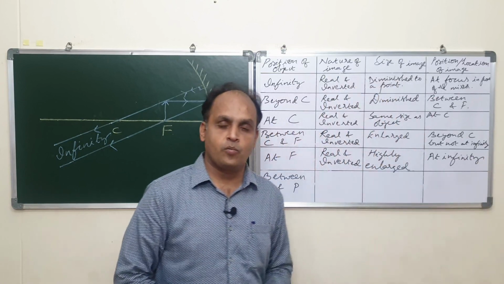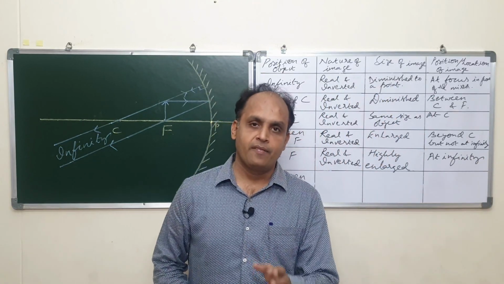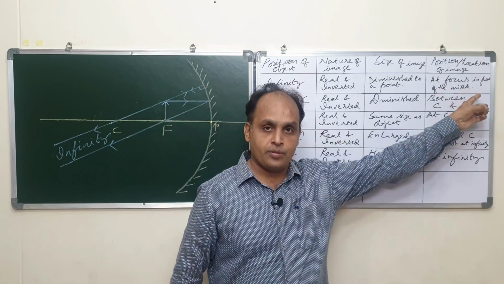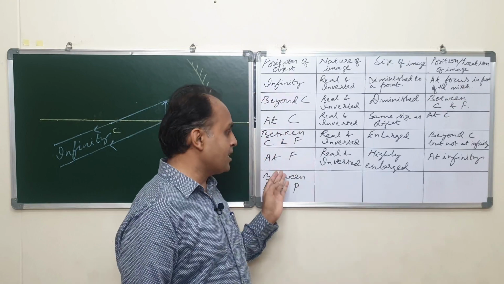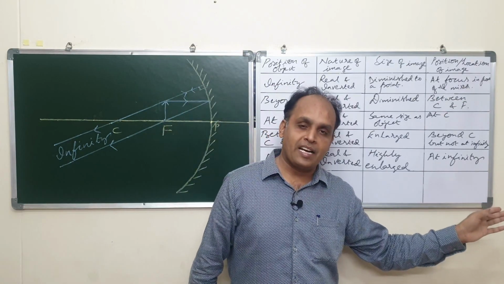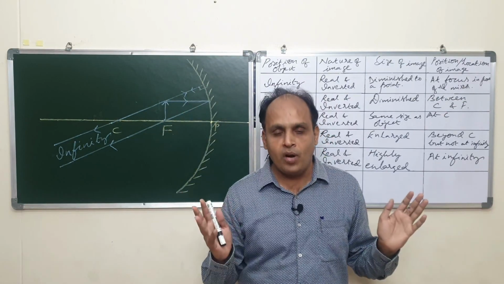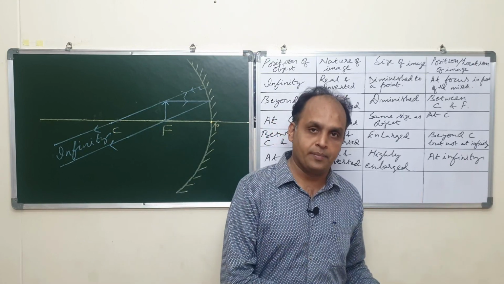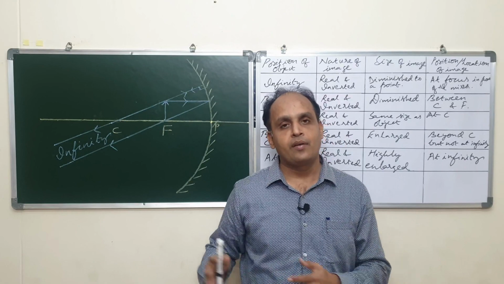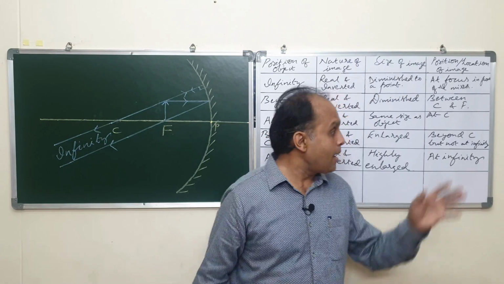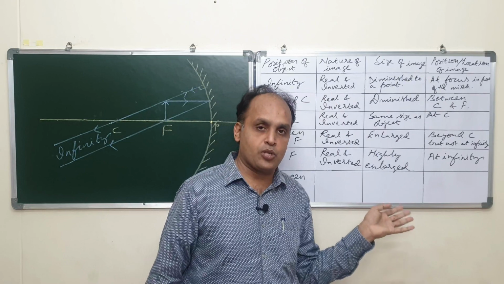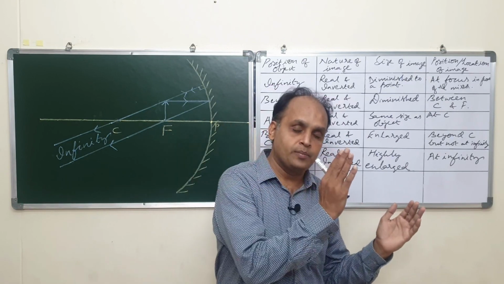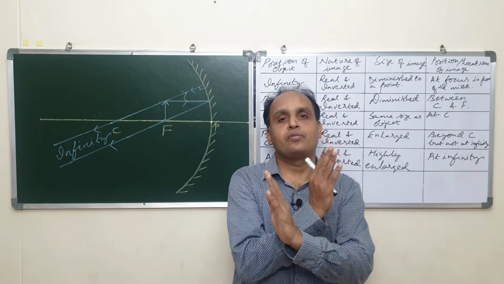At infinity. What I want you to observe over here is that when we place the object at infinity, the image was formed at focus. And when we place the object at focus, the image is formed at infinity. So what you can understand from this is that as the object is moving closer to the mirror, the image is moving away from the mirror. It happens in every other situation. You can observe that, study these characteristics. So as the object comes closer to the mirror, the image moves farther from the mirror.